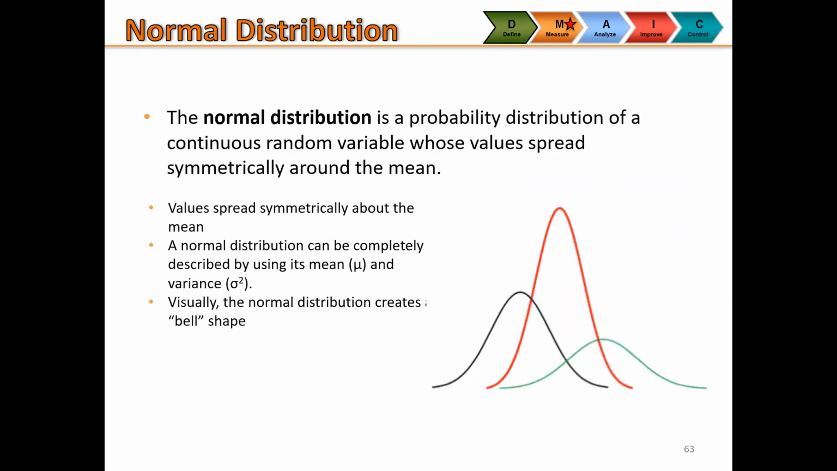The distribution of normality, the bell-shaped curve. In a normal distribution, values are spread symmetrically around the mean. Some are larger, some are smaller, but it's symmetrical. I don't have a lot of outliers. A normal distribution can be completely described using its mean and its variance. Visually, the normal distribution creates a bell-shaped curve. So we did that by making a bell-shaped curve on my weight by using the mean and the standard deviation, if you remember.